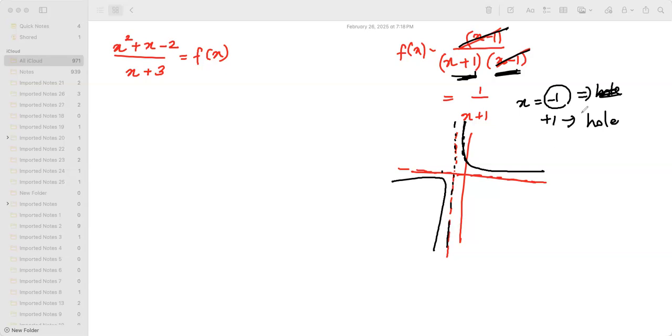Anyway, it's independent. You get it? Yeah. So when you have to show the hole, x equal to 1 is a hole. So you need to do this in the graph.